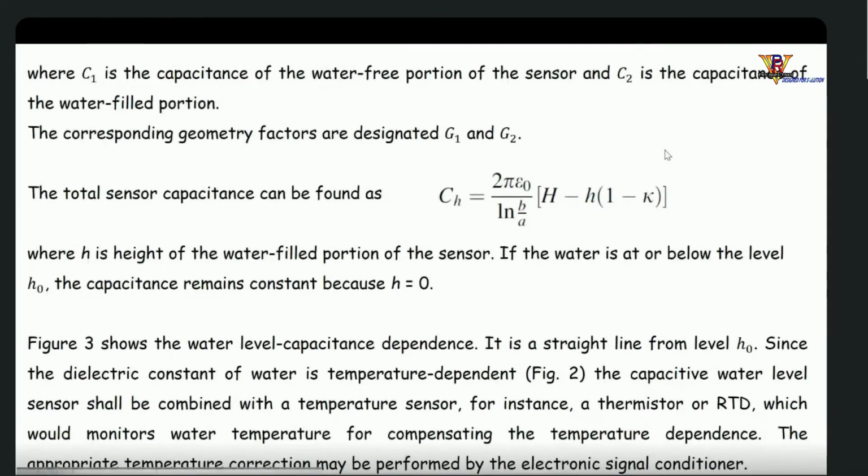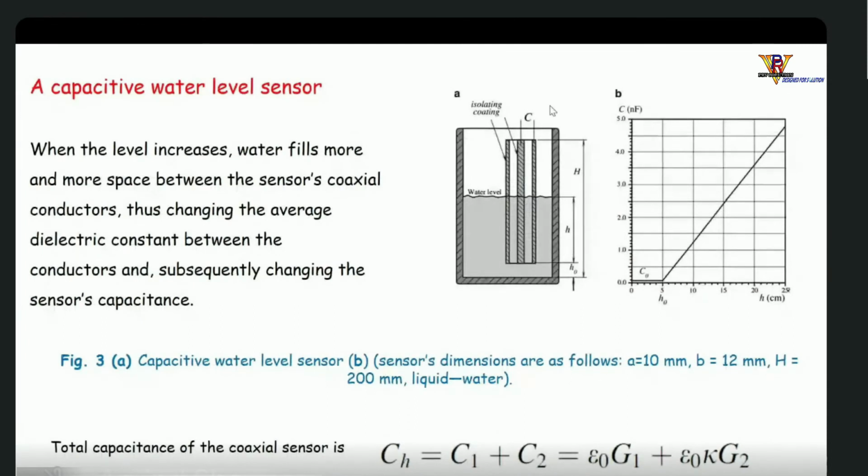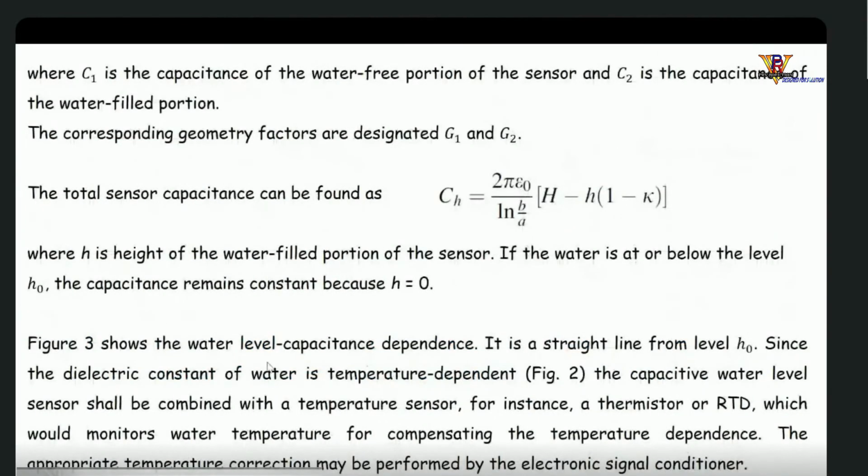We can sense the capacity directly, and that capacity is proportional to this height. So, in fact, we can sense the height level of the water, how much water level is present in the tank. So, we can directly sense it. This is figure 3. It shows the water level capacitance dependence. It is a straight line from H naught.